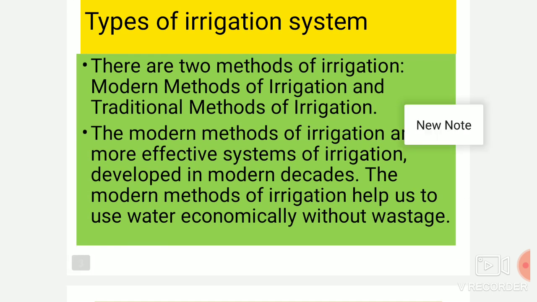Types of irrigation. There are two methods of irrigation. One is the modern and one is the traditional method. Both methods have their own benefits. Modern methods take less time, while traditional methods were time taking, and there are many more things that we will discuss. Now first we will discuss the modern method.